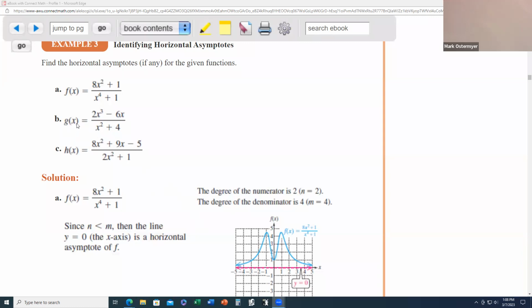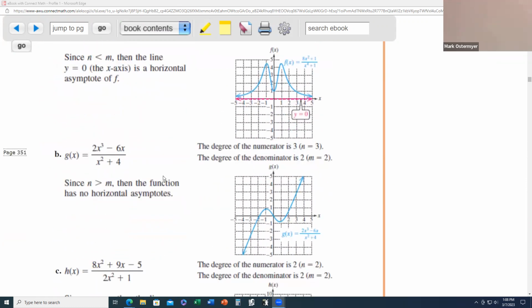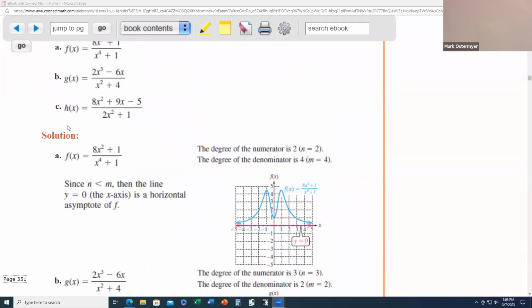For the rational function g of x in b, you can see the numerator degree exceeds the denominator degree. In that case, there would be no horizontal asymptote, according to our theorem above. And you can clearly see that after graphing g of x, there is no horizontal asymptote. As x gets large or x gets very small, the graph never does settle down towards any horizontal line. No horizontal asymptote.